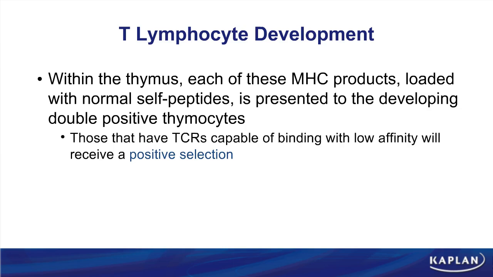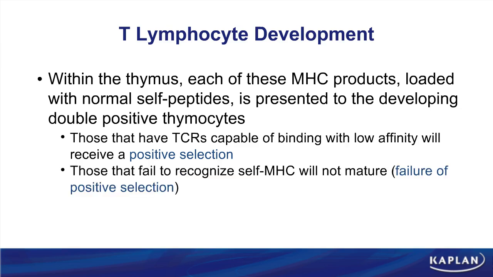So the first stage of selection is referred to as positive selection. And with positive selection, what you're really measuring is if the T cell receptor is capable of binding to the MHC. If a T cell receptor interacts with an MHC with low affinity, they are going to survive positive selection and go on to negative selection.